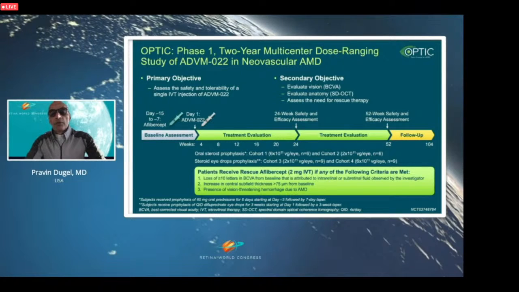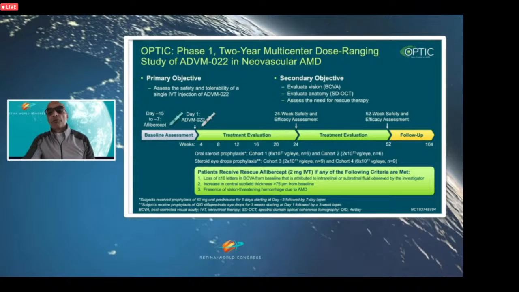In fact, two of the cohorts had a fair amount of oral steroid prophylaxis, 60 milligrams of oral prednisone starting at day -3 for 6 days. And two other cohorts had topical prophylaxis for 3 weeks. So it's important to remember that, because one of the things I'm going to talk about here pertains to inflammation.